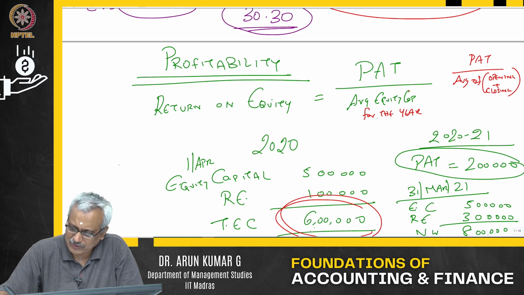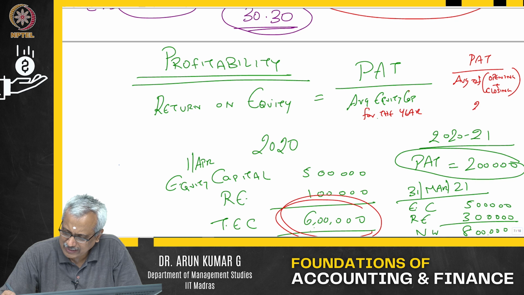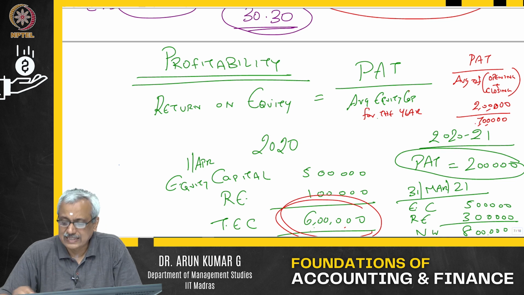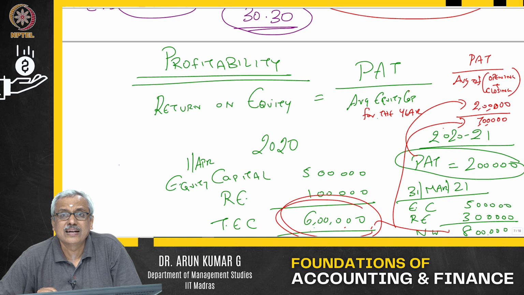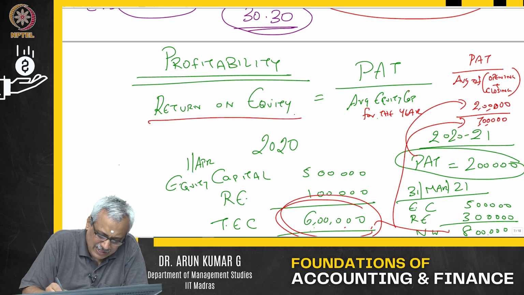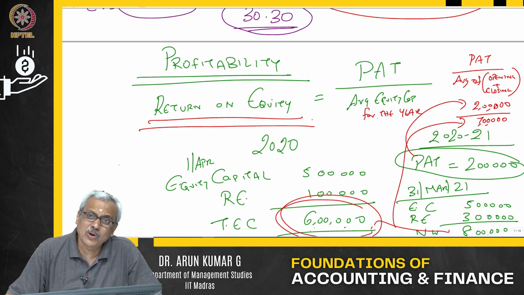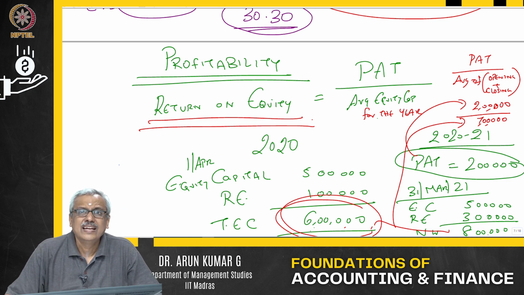So, what happens in this particular case? For this particular year, my PAT is 2 lakhs. What is my average capital? 6 plus 8, divided by 2, is 7 lakhs. This is my average. My PAT is 2 lakhs, and the average of these two comes to 7 lakhs. So, I will say this is my return on equity. Equity shareholders are also interested in return on equity, in addition to the other aspects mentioned earlier.